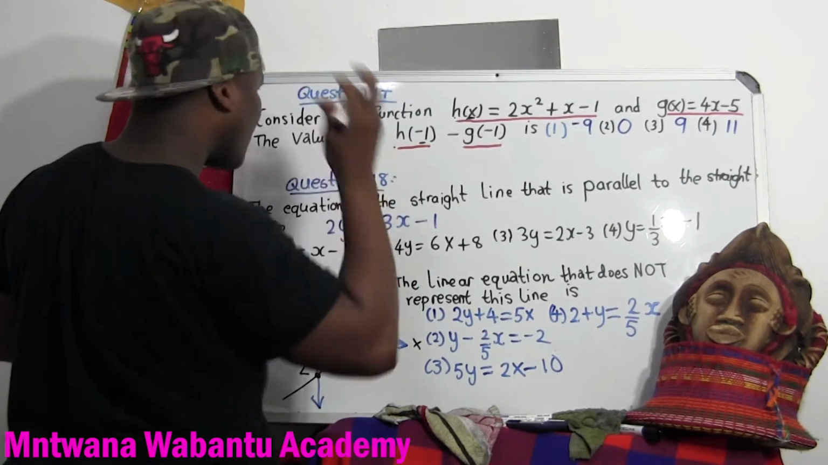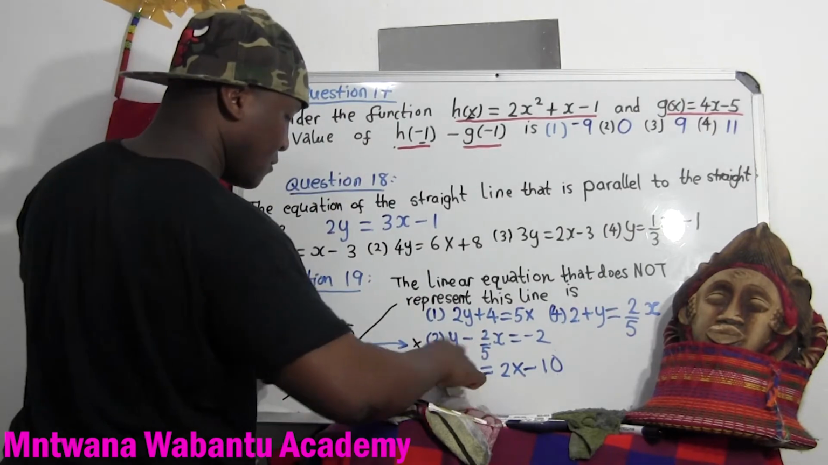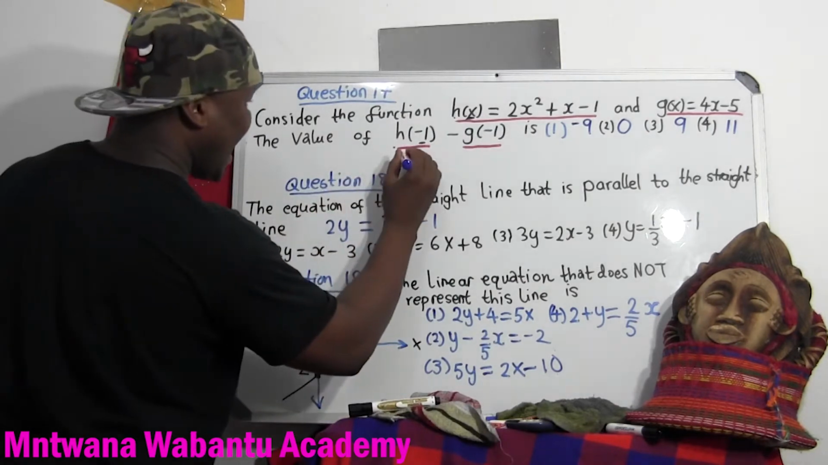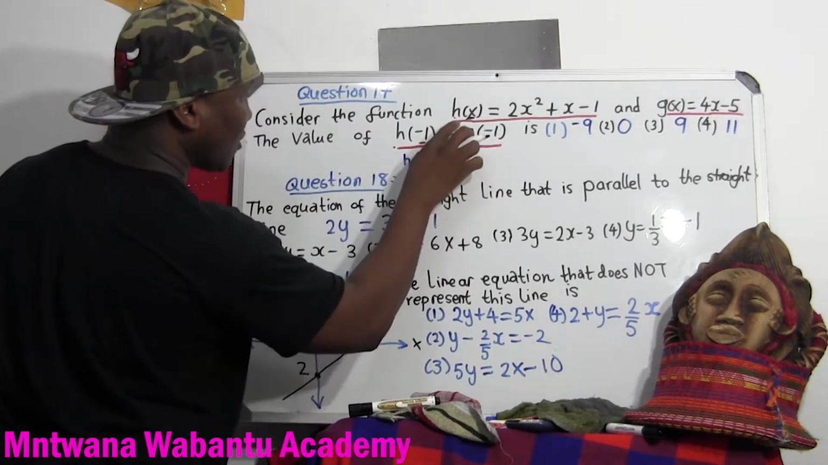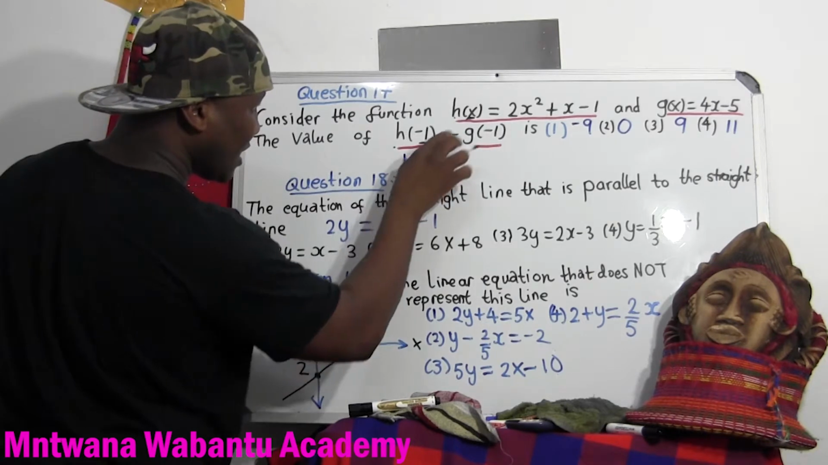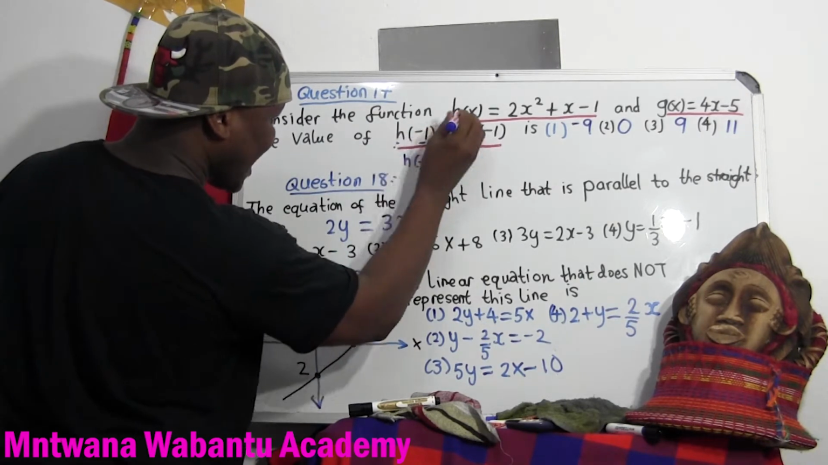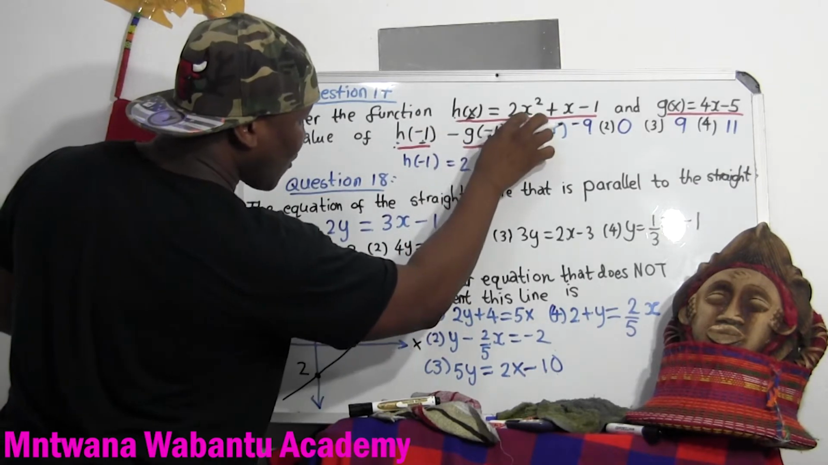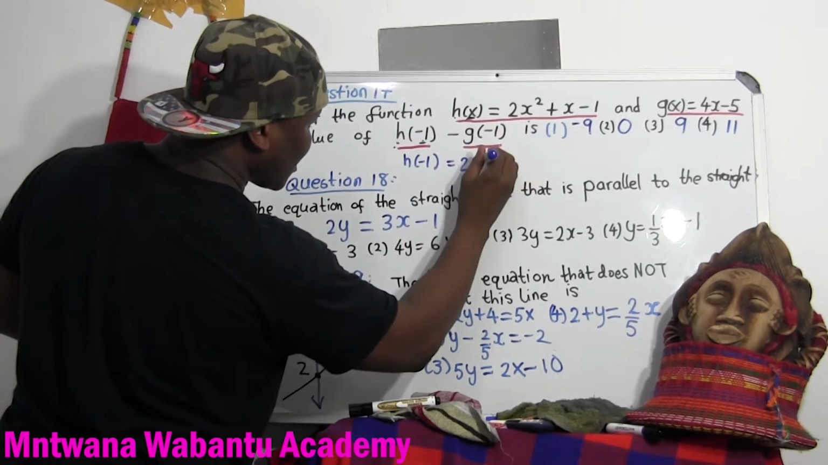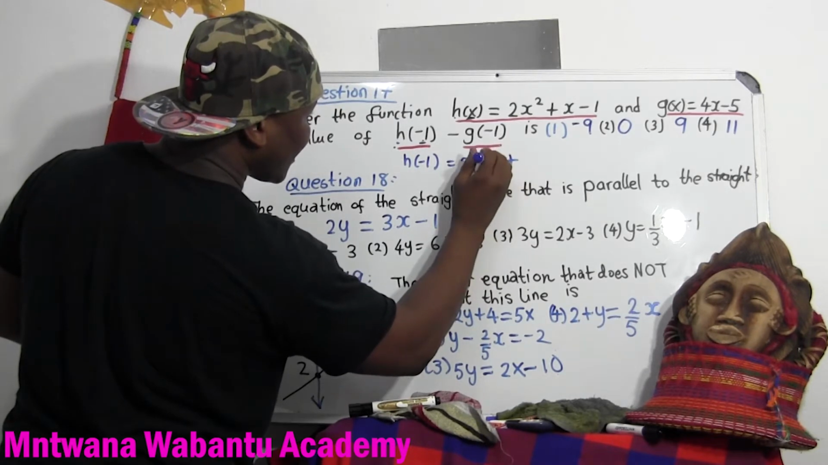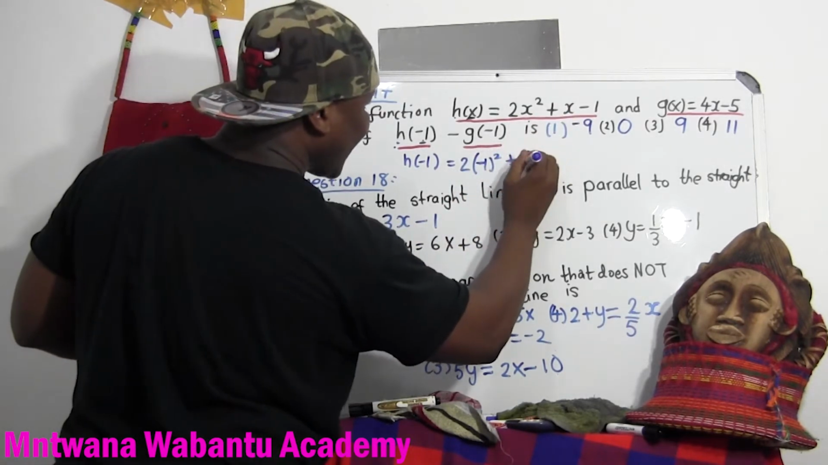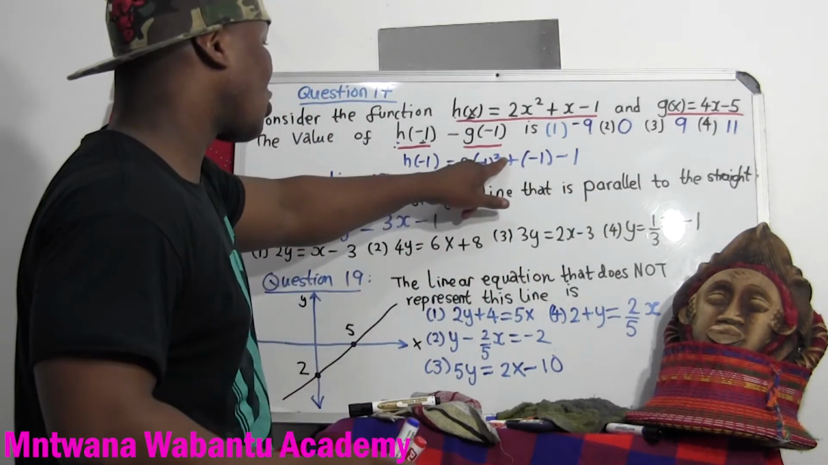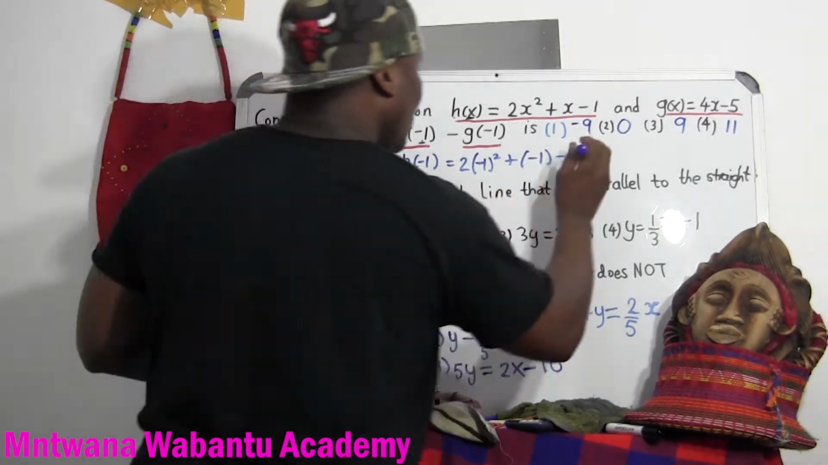So that means h of -1. Instead of x, we're going to say -1. So in the position of x, it's not going to be x, it's going to be -1. Then we square it, plus x, and x equals -1, so we add -1. You can plug it into the calculator or just do the math. (-1) squared is 1. 1 times 2 equals 2.